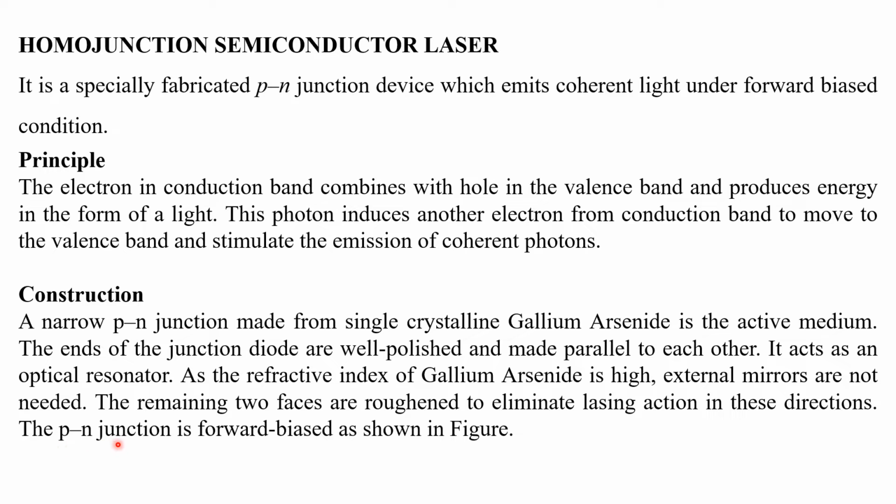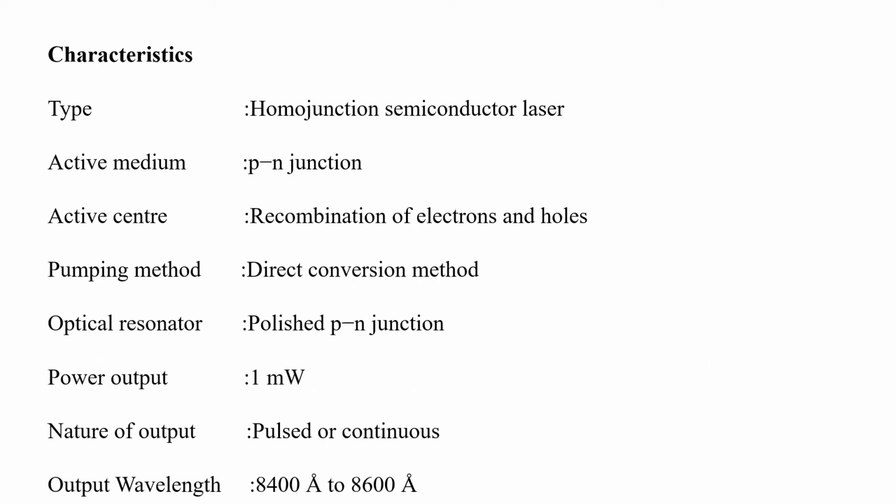Next picture, we'll see the PN junction diode, which is forward biased. Now let us see the characteristics of the homojunction. Type: it is a homojunction semiconductor laser. Active medium, PN junction. Active center, recombination of electrons and holes. Pumping method, direct conversion method. Optical resonator, polished PN junction. Power output, 1 milliwatt. Nature of output, pulsed or continuous. Output wavelength, 8400 to 8600 angstrom.